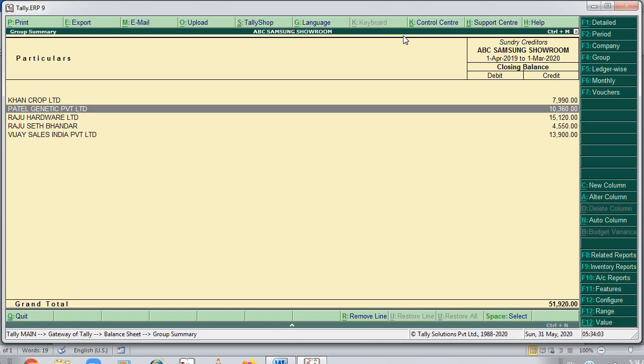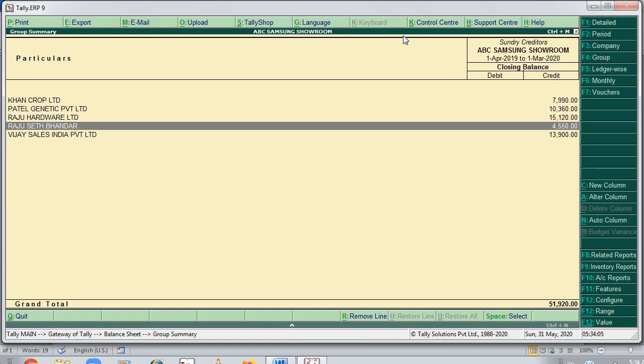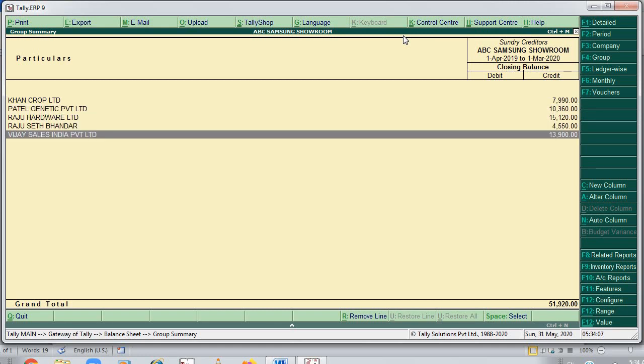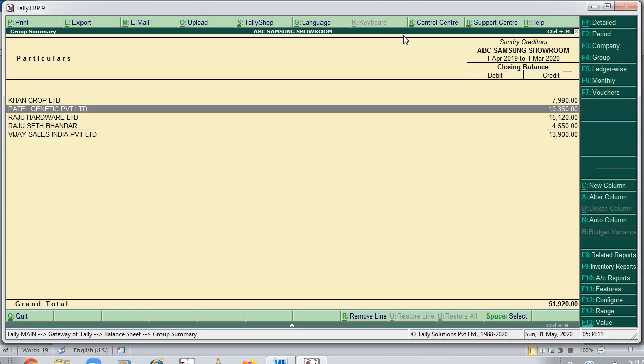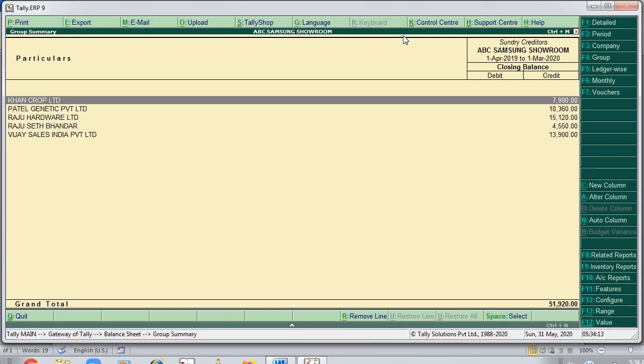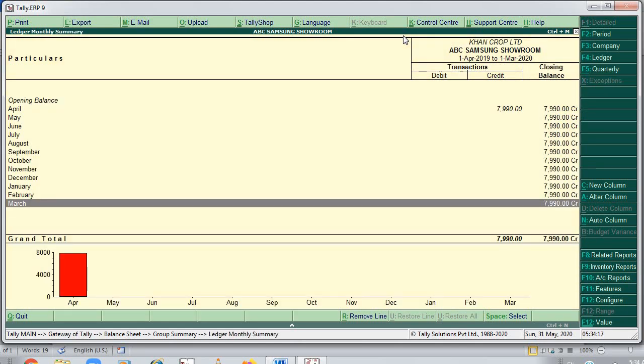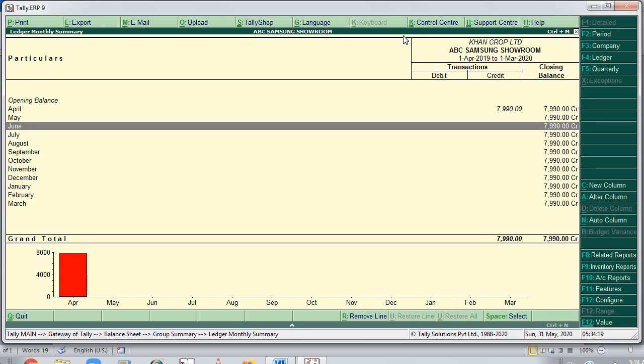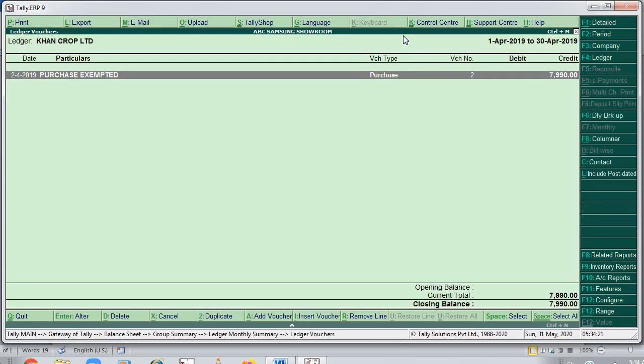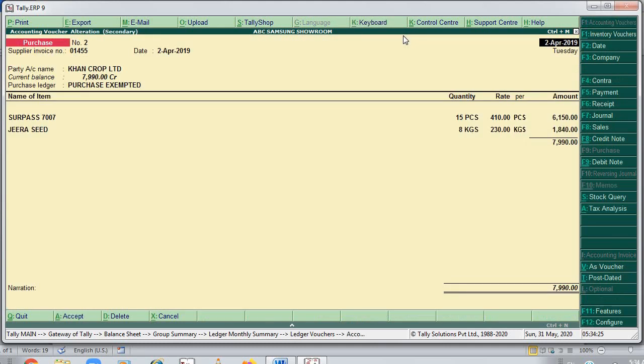Mr. Khan I have to pay, Mr. Patel, Mr. Raju again, Vijay Sales. So many people I need to pay in my business. So let's say I have a doubt about what I have purchased from Khan. So I can go inside. This is a one month wise report. If I want to check a day wise report, I can check and I can see what I have done.